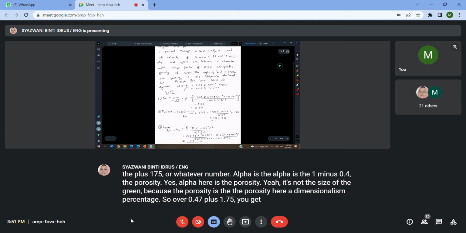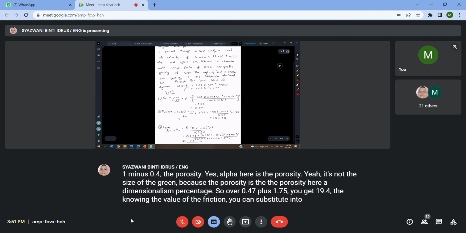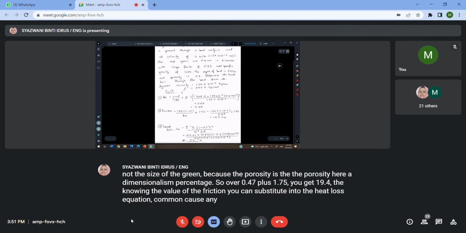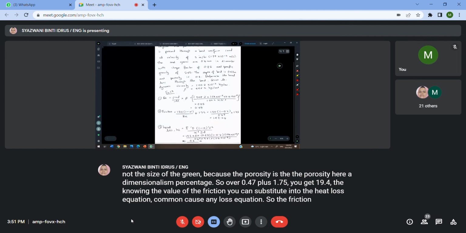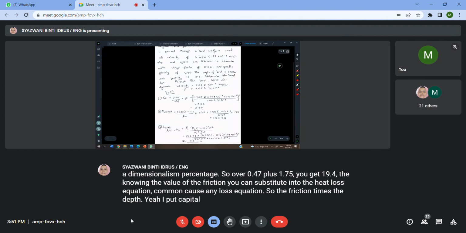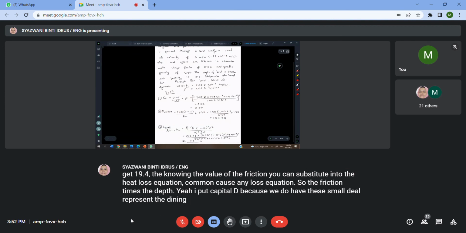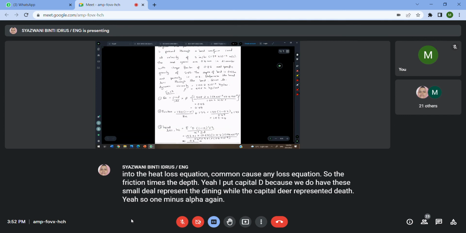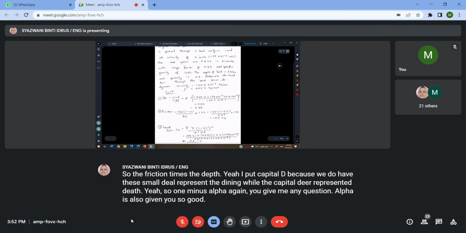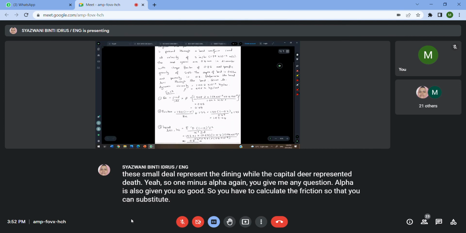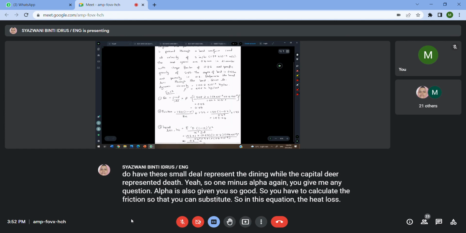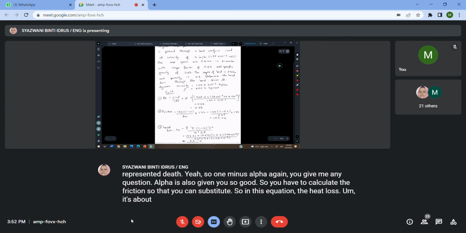Then knowing the value of the friction, you can substitute into the head loss equation, the Kozeny-Carman head loss equation. So the friction times the depth, I put capital D because we do have d here. The small d represents the diameter, while the capital D represents the depth. So 1 minus alpha, again v to the power of 2, v is given in the question, alpha is also given, g and D are also given. So you have to calculate the friction so that you can substitute into this equation. In this equation, the head loss is about 0.6 meters.